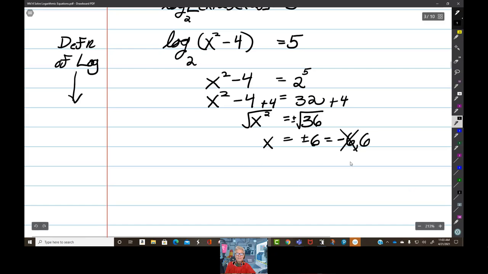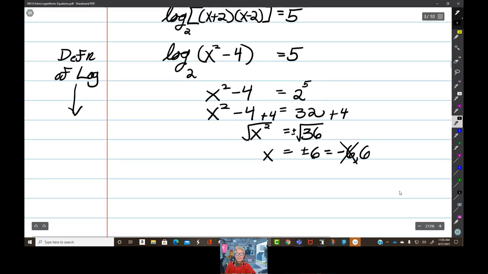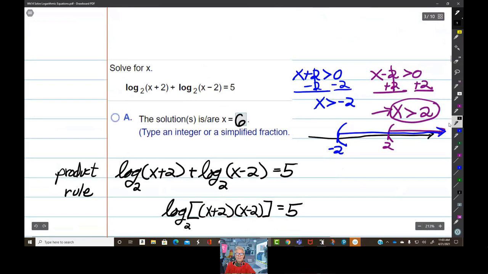The only stipulation is before you say something is definitely your answer, you have to check your domain and make sure that your answers are allowed, both of your answers, when you have to. But when you have one answer, make sure it's allowed.